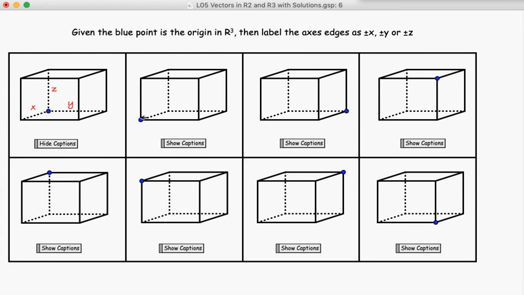Now let's take a look. If the origin is here, now this axis is heading into the blackboard. That makes it negative X. This is going straight up, so it's positive Z. This is going to the right, so it's positive Y.